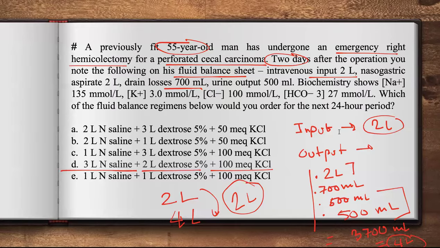Dextrose is needed for every post-op patient who is not eating. Why? What does dextrose do for us? Glucose. It's the energy. Your cell will starve, brain will starve, right? So glucose is really important for recovery. Shall we add 500 ml for insensible loss? Yes, for everyone it will be added.